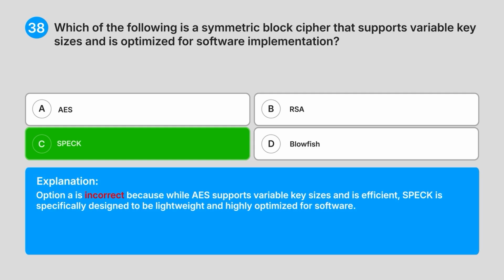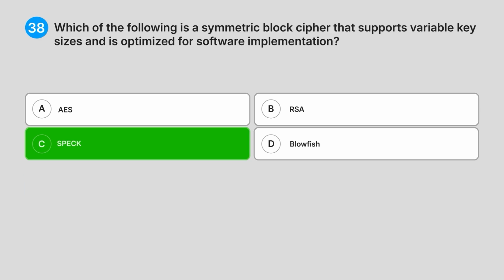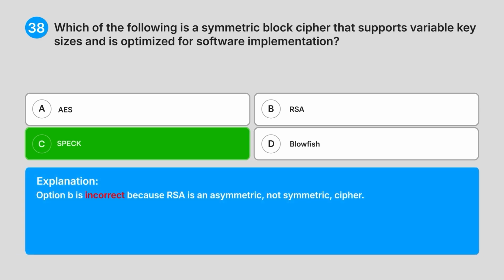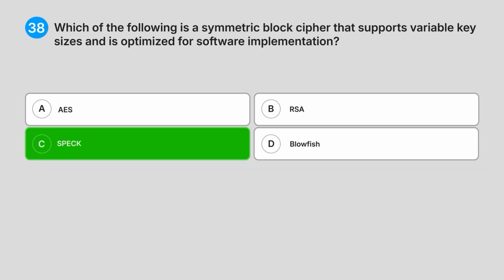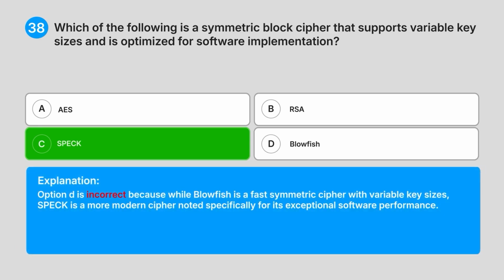Option A is incorrect because while AES supports variable key sizes and is efficient, SPECK is specifically designed to be lightweight and highly optimized for software. Option B is incorrect because RSA is an asymmetric, not symmetric cipher. Option D is incorrect because while Blowfish is a fast symmetric cipher with variable key sizes, SPECK is a more modern cipher, noted specifically for its exceptional software performance.